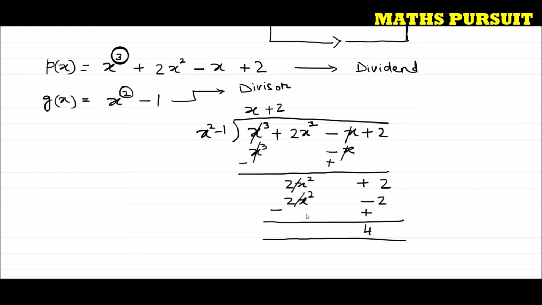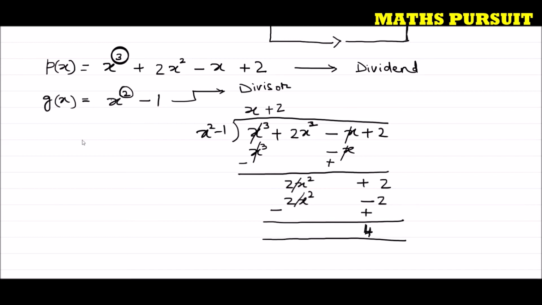Now you could see that we got a remainder of 4, whose degree is also less than that of g(x), the degree here is 0. So our division stops here. Now let us note down the things that we got.